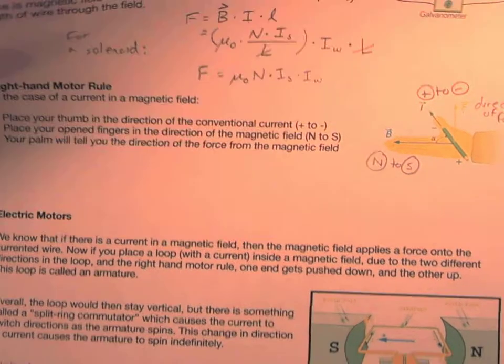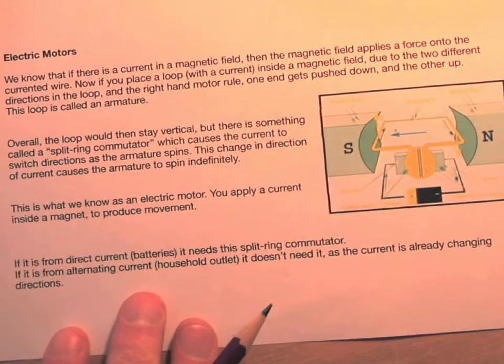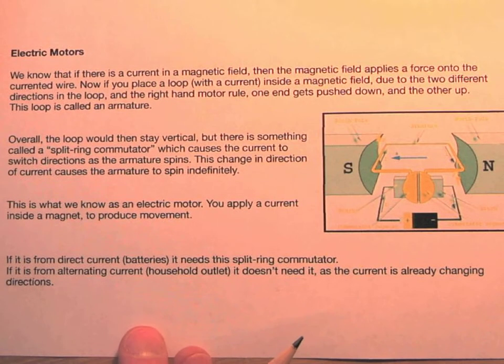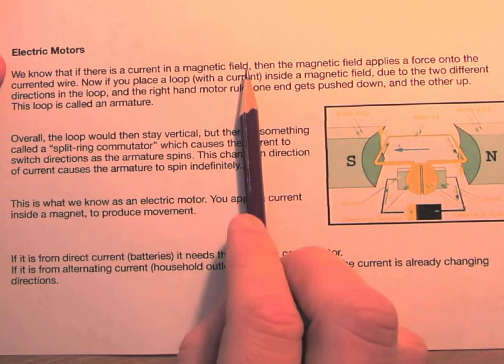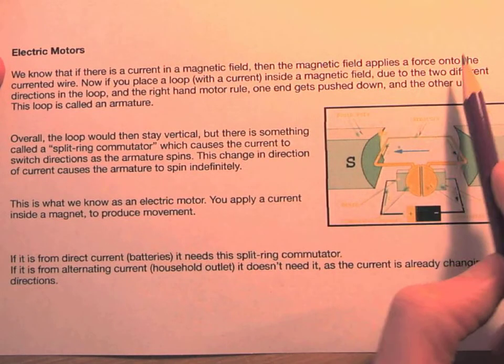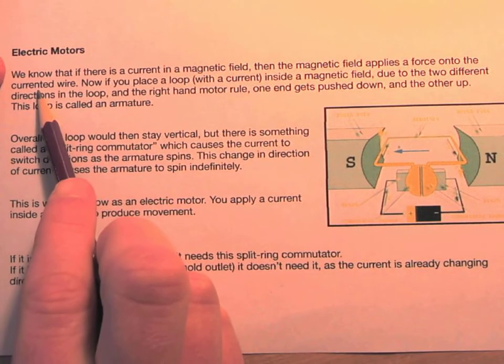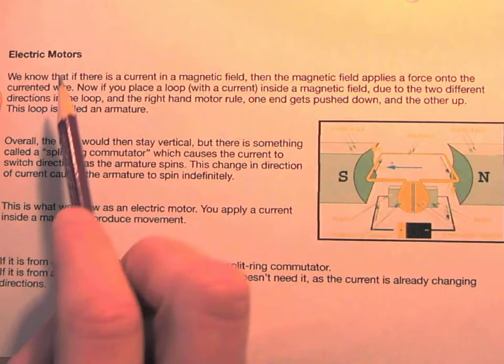Last of all is just a little blurb in case you're interested about electric motors. So this is what an electric motor is. It's really just magnets. So we know that there's a current in a magnetic field, and the magnetic field applies a force on the current-carrying wire. We just saw that from up there.